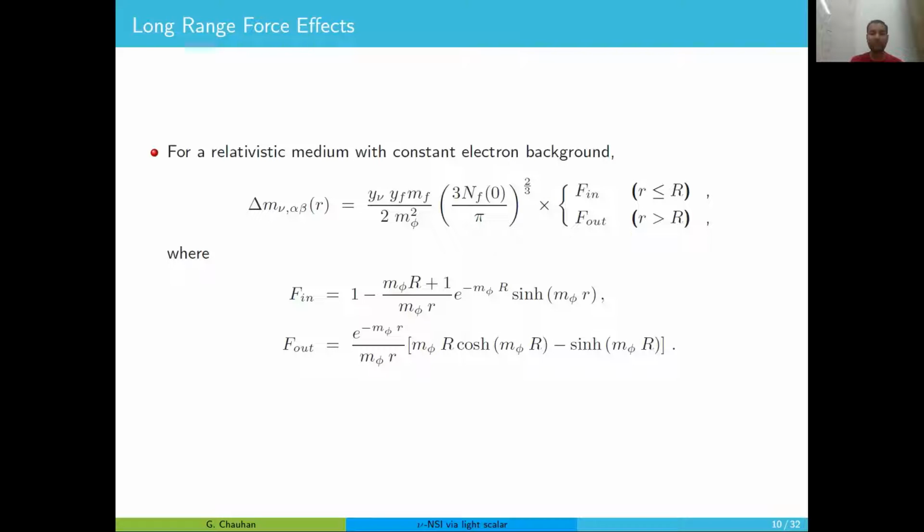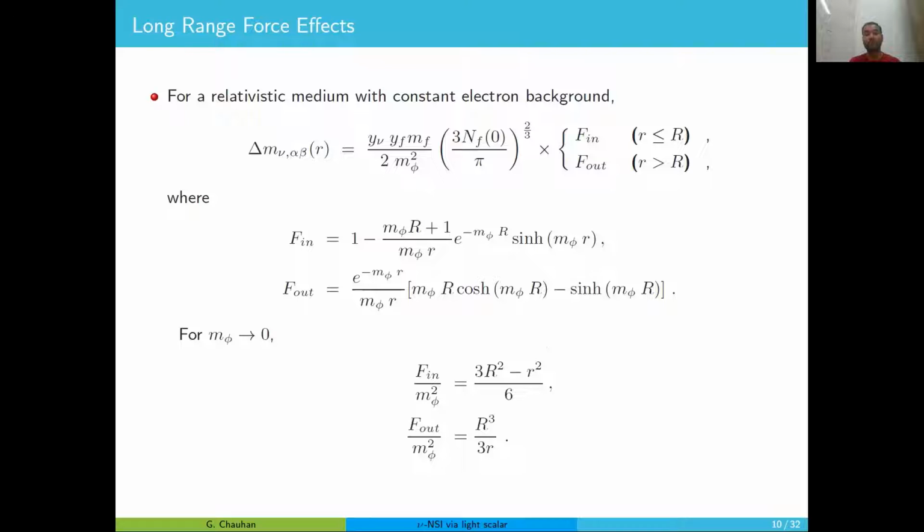And for a special case where the mediator mass becomes really low, which was the case that the previous paper, that original scalar NSI paper, was positing, this effect does not blow up. What happens is that once you take the limit of m phi goes to 0, this particular quantity Fn over m phi squared takes a constant value, which is just a function of the radius of the medium and where you are inside the medium. So if you are at the center, then it's just r squared over 2. And similarly, if you are outside, it takes a constant value and then it drops as 1 over r.